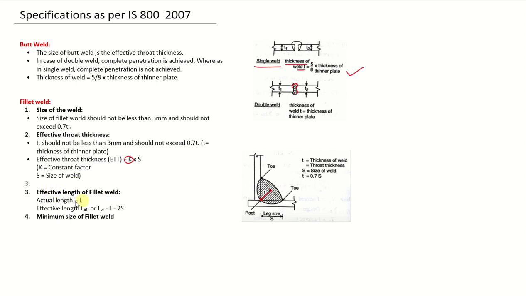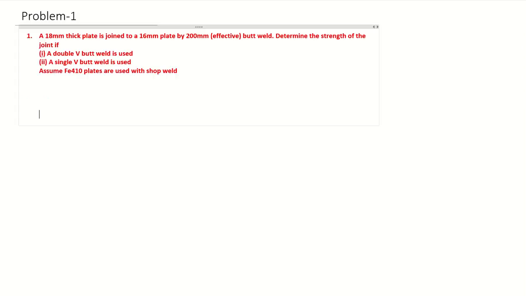Effective length of the weld. Actual length is L. Effective length is length minus 2 times the size of weld. Two sides will be removed because the effective length is only the part which is completely experiencing the welding. So in order to get the absolute value, you have to subtract 2s. We will be doing it when we do the problem. Right? Let us see the problem.